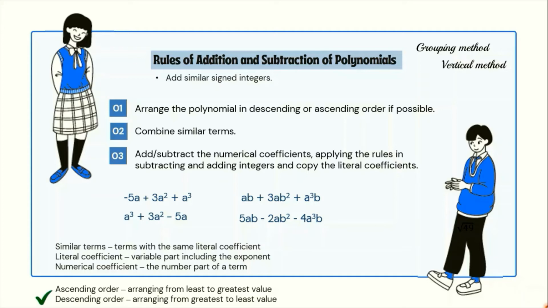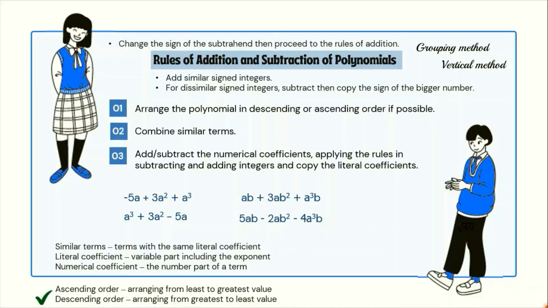Tulad ng inyong napanood, add similar signed integers. Kung meron tayong parehong positive at parehong negative, since pareho yung sign nila, add them together. On the other hand, for the different signed integers, isang positive, isang negative, subtract their absolute values and then copy the sign of the bigger number between the two. And for subtraction, always change the sign of the subtrahend first, then proceed to the rules of addition.